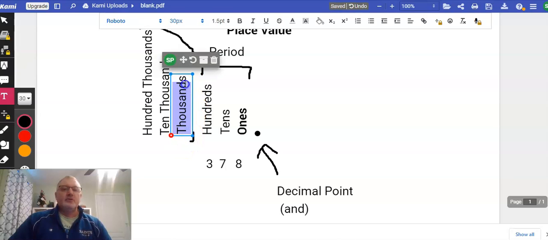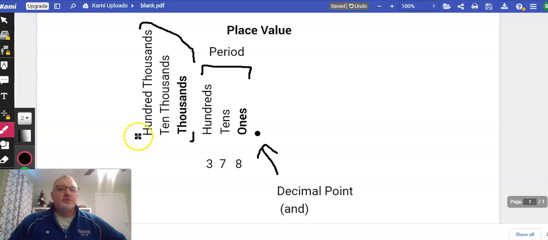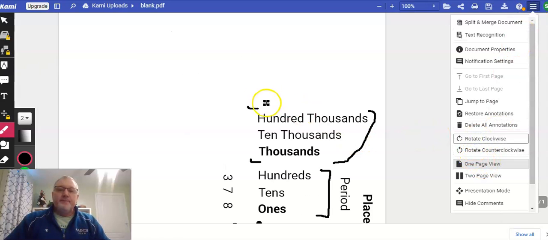Okay, that's going to be called the thousands period. So I'm putting in bold here the thousands period. And then every three numbers, and again, most kids don't know this, but every three numbers is actually a new period. That's why we put a new comma in there. And let's just go ahead and go one more period.